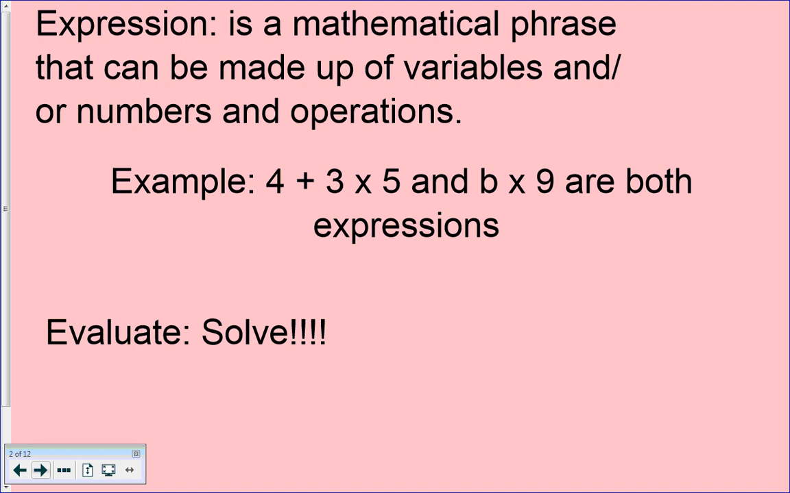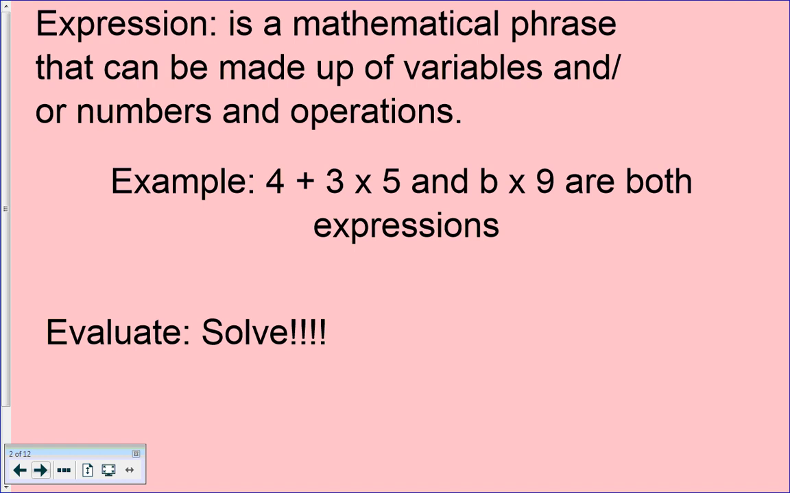Okay, so what's a variable? A letter. A letter. Can it change? Yeah, it can change. Numbers, that's a given. What's an operation? What do I mean by operation? Like addition? Okay, so an operation would be like addition, subtraction, multiplication, division. That would be considered an operation.